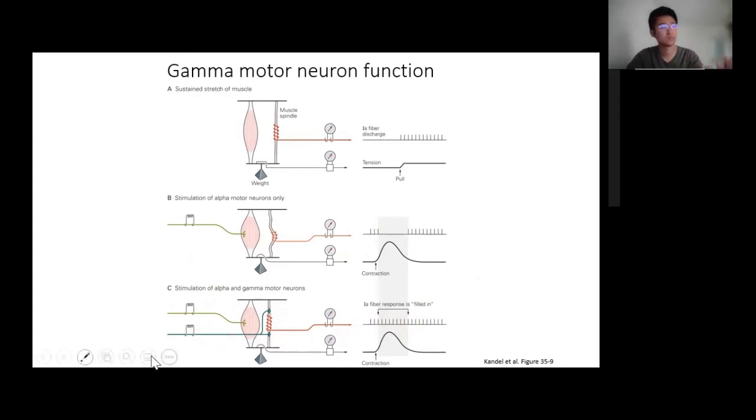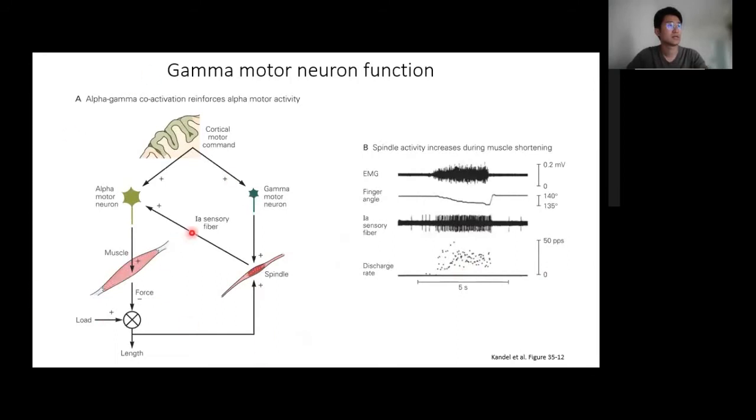So here we see that if we adjust the gamma motor neuron activity, it will adjust the sensitivity of the muscle spindle. So it will adjust the sensitivity of the muscle length sensory feedback. So this is about the gamma motor neuron function.